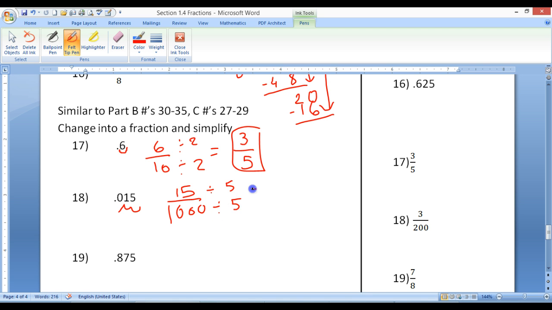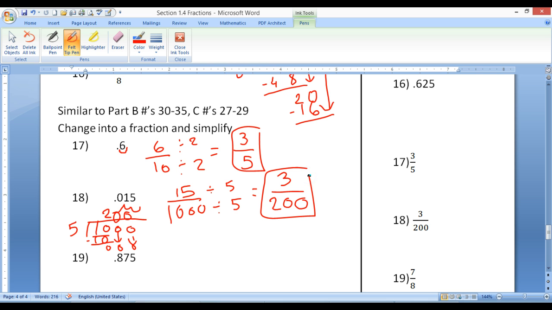15 divided by 5 is 3, and 1000 divided by 5, if you're having a hard time with that, you can write it out with some scratch paper. 1000 divided by 5. 5 will go into 10 2 times. That's 10, subtract, 0. We bring down the next 0, 5 goes into 0 0 times. Bring down the next 0, 5 goes into 0 0 times, which gives you 200. So it's 3 over 200.